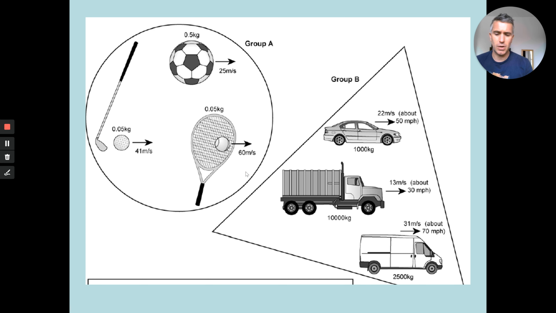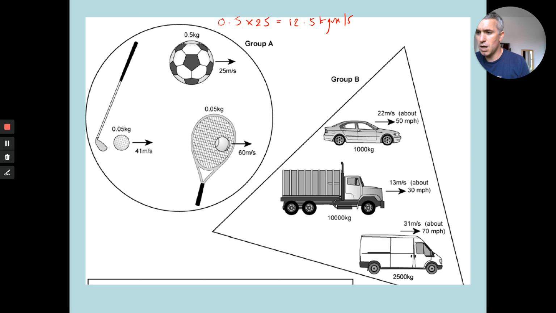So let's just have a go. You're going to need a calculator. I'll do some of these for you, and maybe you could just do one of them. So the first one, we have 0.5 mass times 25 meters per second speed. That's nice and simple: 0.5 times 25 is 12.5 kilogram meters per second.